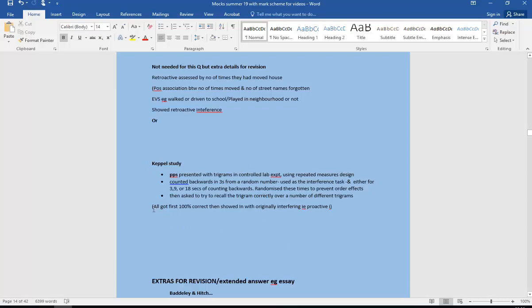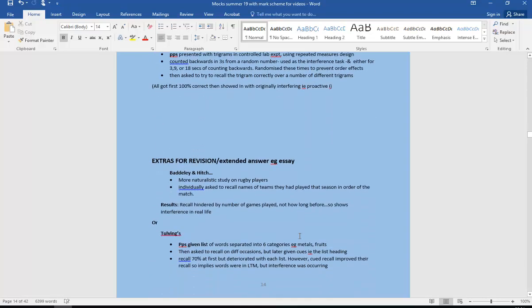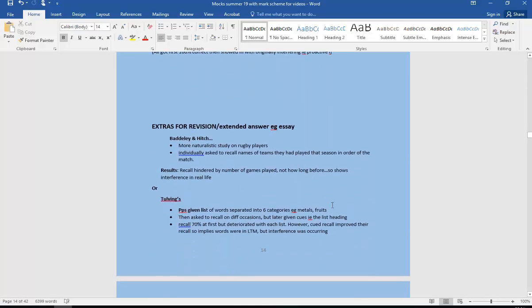Results in this particular case, again, you don't need it for the method question. All got the first trigram 100% correct, and then they basically went on to find that they had proactive interference. That original then started showing up in their next trigram recall. Okay, so a bit of extra just for revision or for an extended essay question on interference.